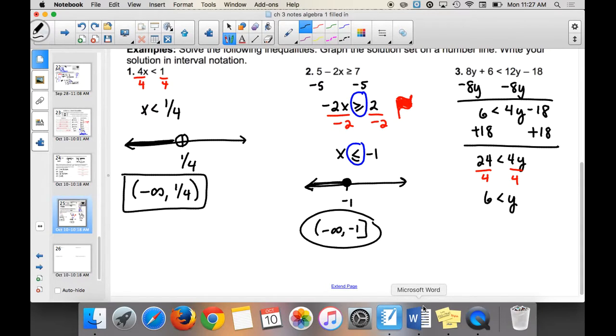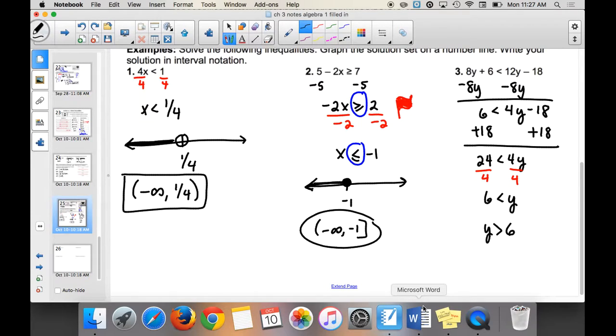So if I have 6 is less than some number, right? 6 is less than y. If I wanted to write the y on the left-hand side, how would I write it? Brian, you got it? No? Cameron? Y is greater than 6, right?